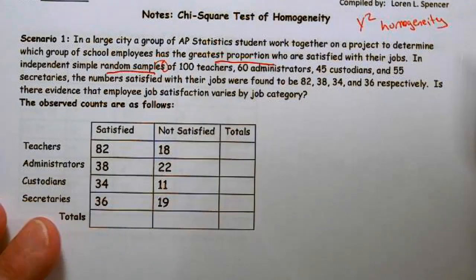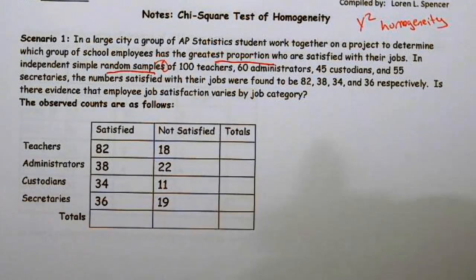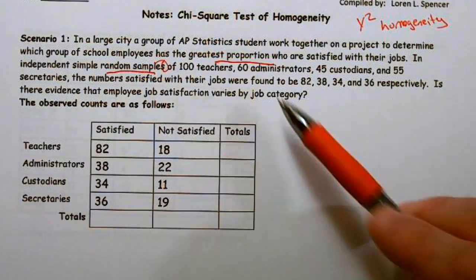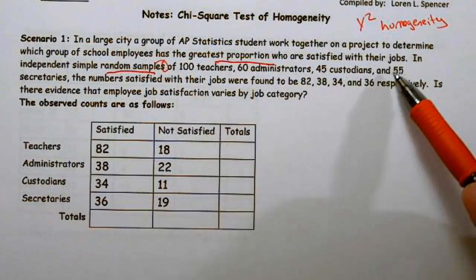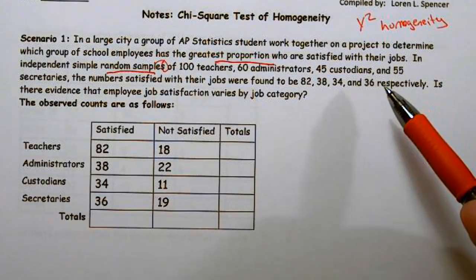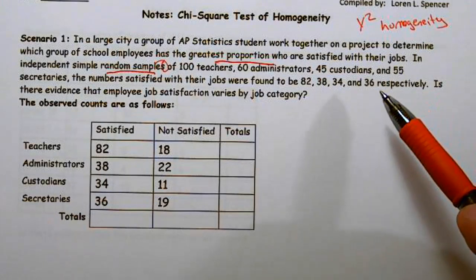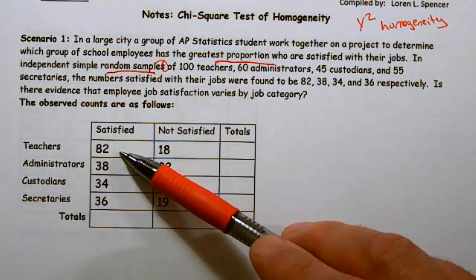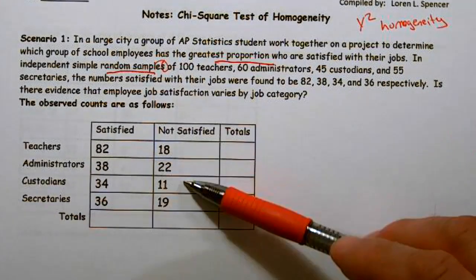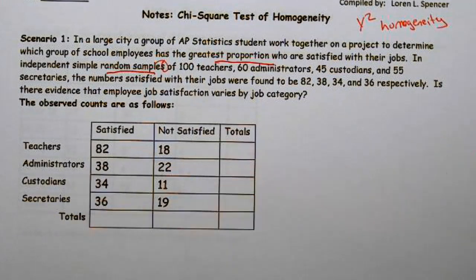Homogeneity. There we go. So we have 100 teachers, 60 administrators, 45 custodians, and 55 secretaries. The number with their jobs were found to be satisfied or not satisfied. All right, so here they are. They filled it out. These are satisfied. These were not satisfied. And we can total these up.